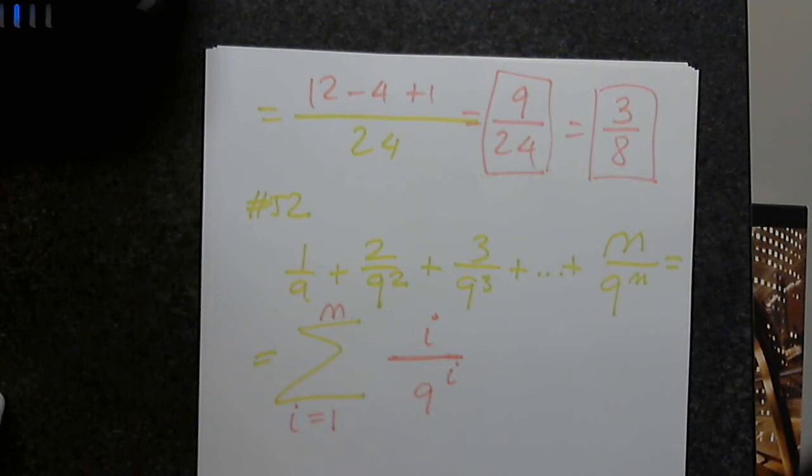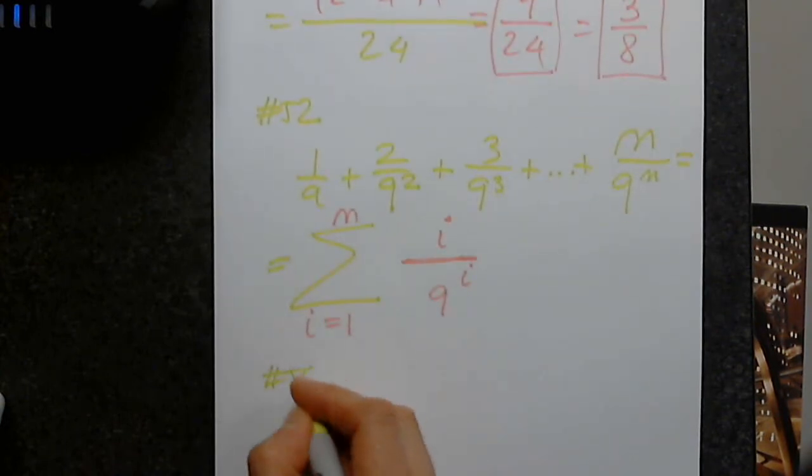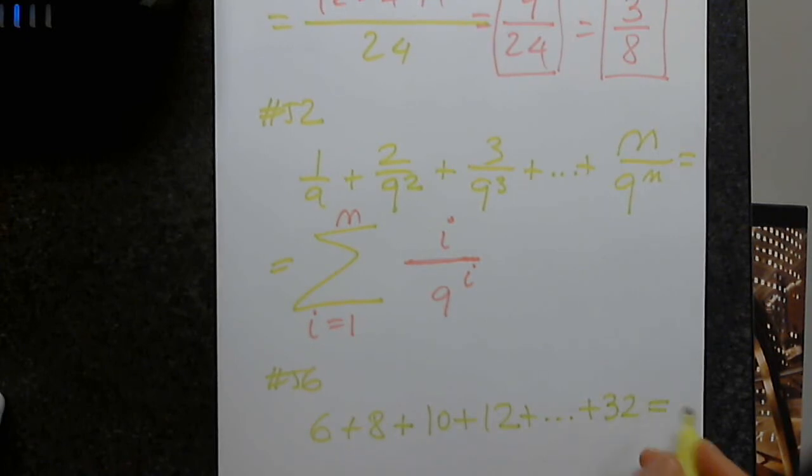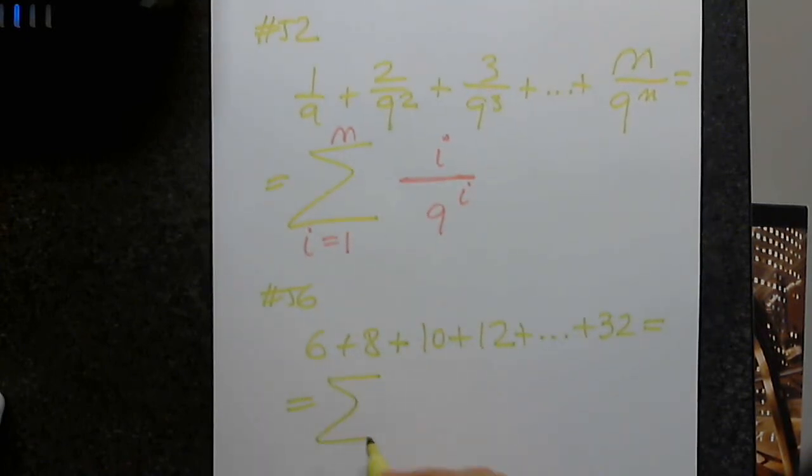Express each sum using summation notation. Okay, so let's look at one more. Let's say 56. So 6 plus 8 plus 10 plus 12 plus dot dot dot plus 32. So we want to write a sum. And I'm done with these chapters. I can go back now to chapter 4, as you please, and look at more problems from chapter 4.